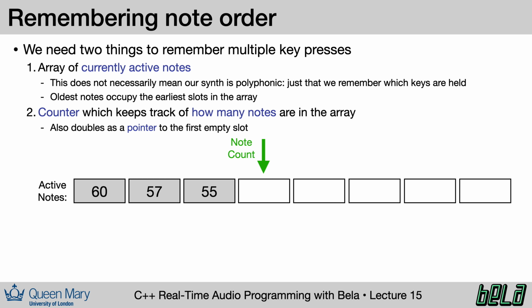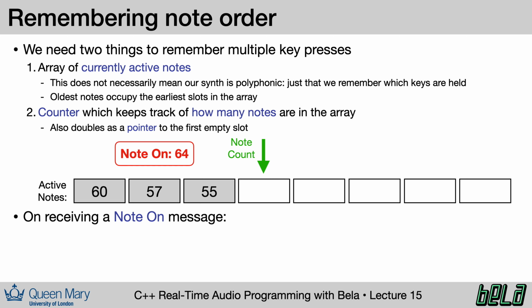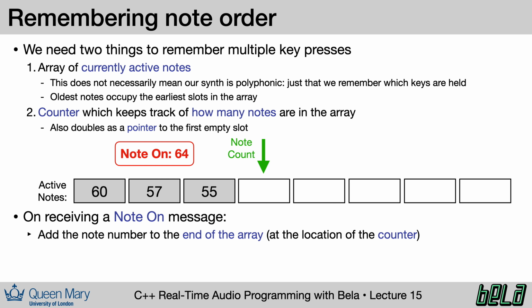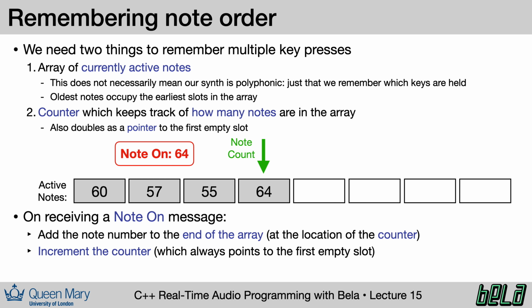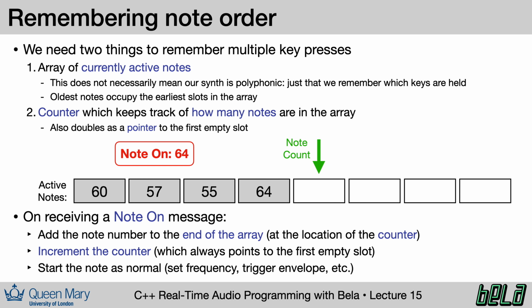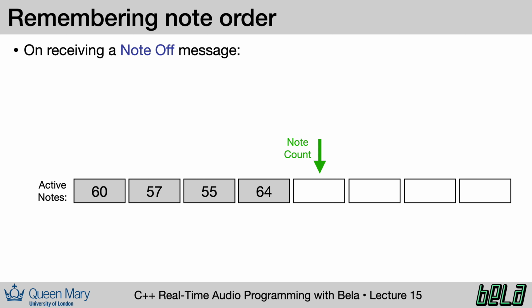In this example, we're starting with 3 keys held down. MIDI note numbers 60, 57, and 55 pressed in that order. Therefore, the note count is 3. Suppose that we receive a note on message with a note number of 64. Now what we need to do is add this note number into the array at the pointer location. So the 4th slot in the array will now acquire a value of 64. The next thing we need to do is increment the counter so that it points to the next available empty slot. Finally, we can now start the note as we did before, setting its frequency, starting any envelopes, etc. Starting the synthesis is actually going to be no different than what we did before. The reason that we're keeping track of all these active notes is that we want to use them when we receive a note off message.